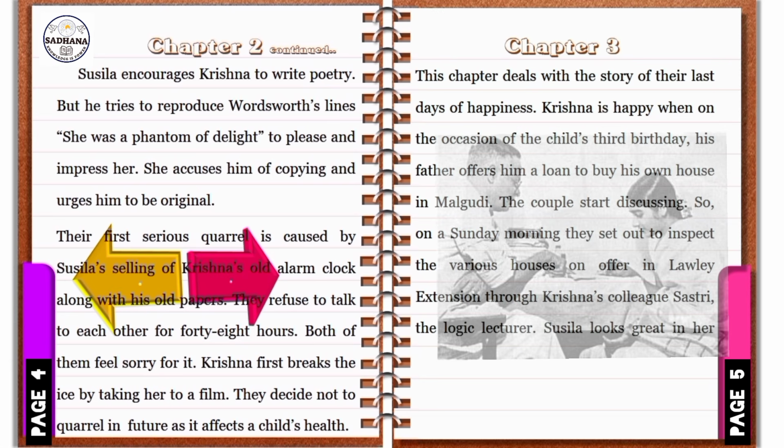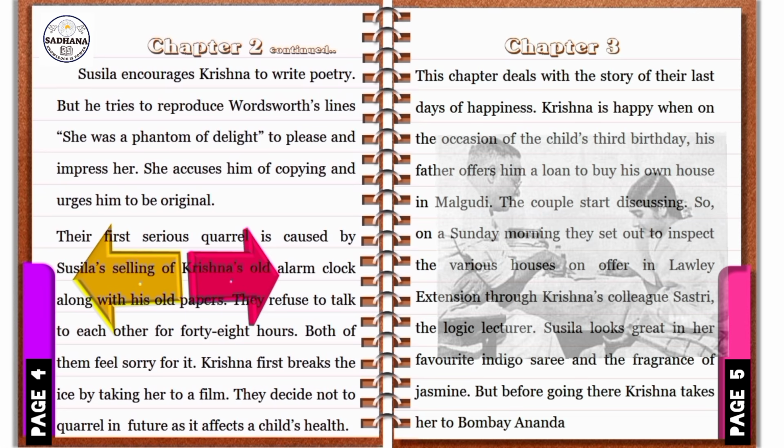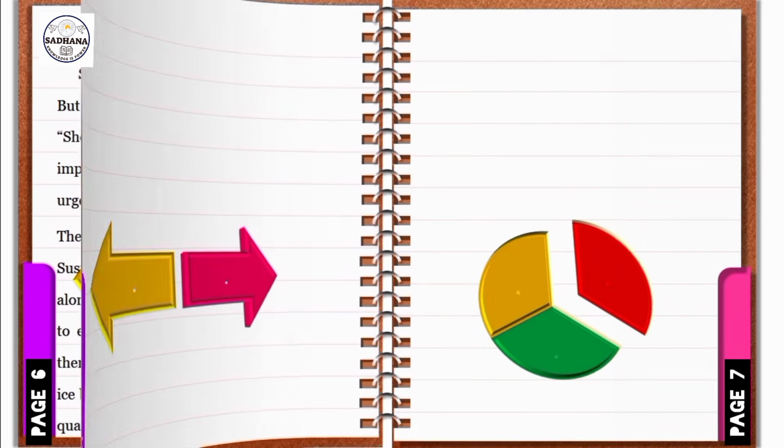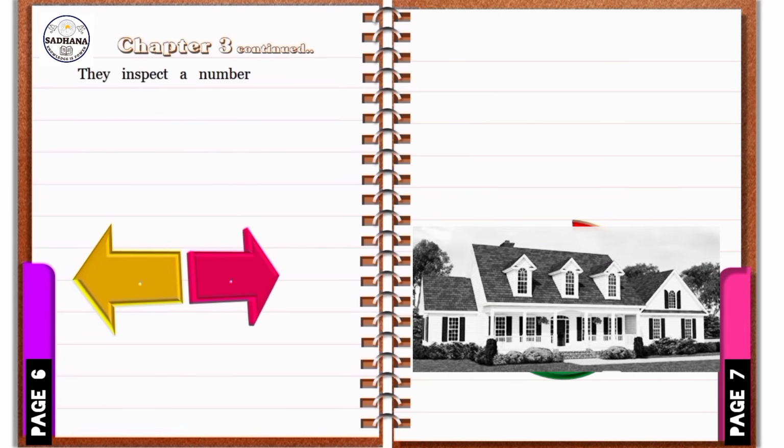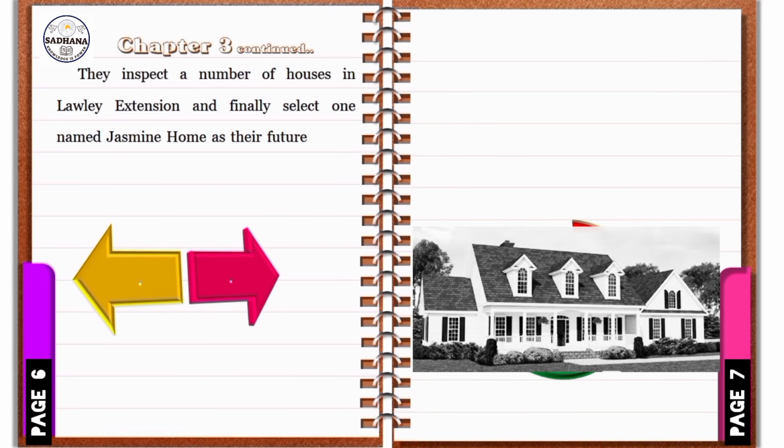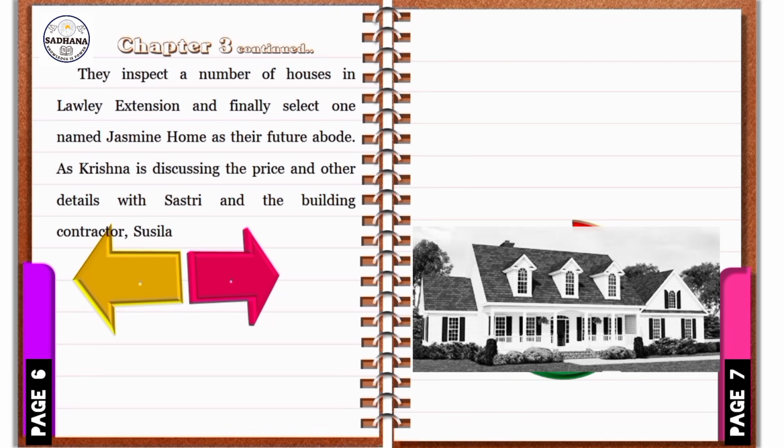Sushila looks great in her favorite indigo sari and the fragrance of jasmine. But before going there, Krishna takes her to Bombay Ananda Bhavan for breakfast. They inspect a number of houses in Lawley Extension and finally select one named Jasmine Home as their future abode. As Krishna is discussing the price and other details with Sastri and the building contractor, Sushila walks into a filthy lavatory in the back of the house and locks herself in.